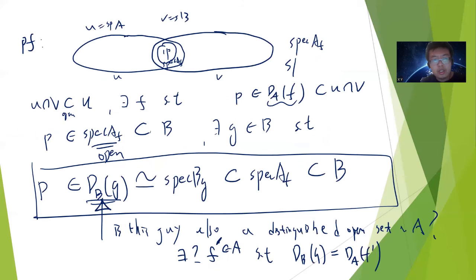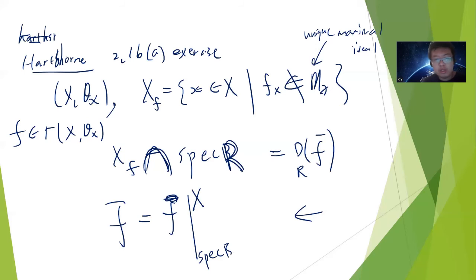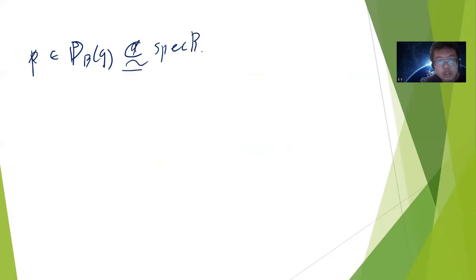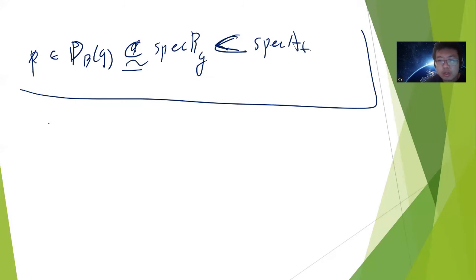Okay, now we have this. Simply speaking, we have this power tool. So let's write down what we have. We have X, we have P belonging to D(B_g), and this is isomorphic to Spec B_g, which is also a subset of Spec A_f. Now we are using this theorem.